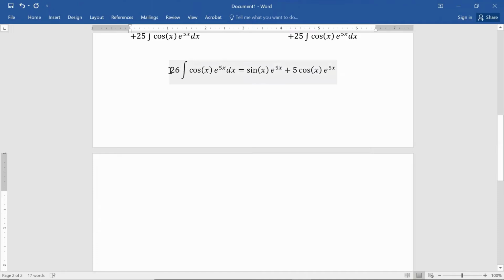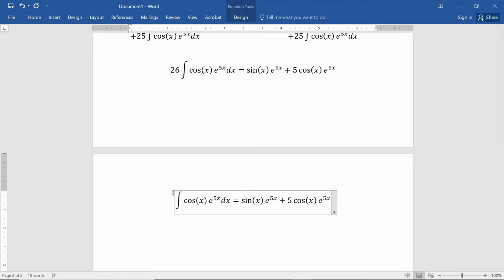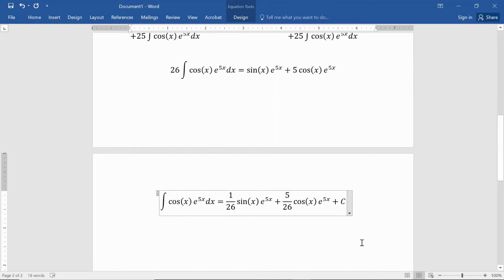First step to solve this is divide both sides by 26. If you divide the left-hand side by 26, you just get one of your integrations. If I'm dividing by 26 on the right, I can do 1 over 26 times both pieces. If I distribute it in, meaning I divide each piece by 26, I get 1 over 26 sine x e to the 5x plus 5 over 26 cosine x e to the 5x. And then we add a plus c at the very end.